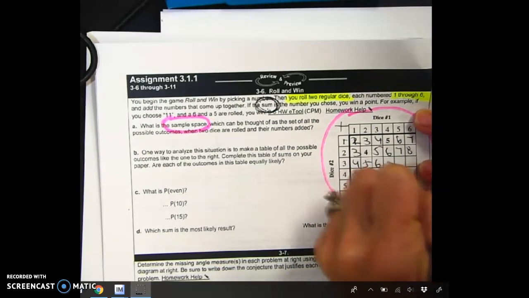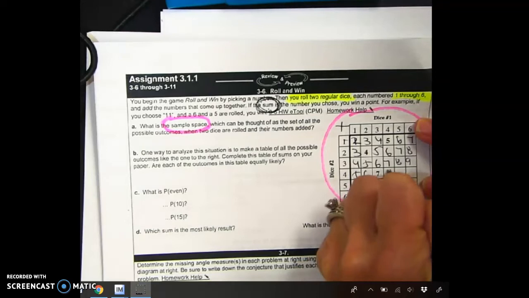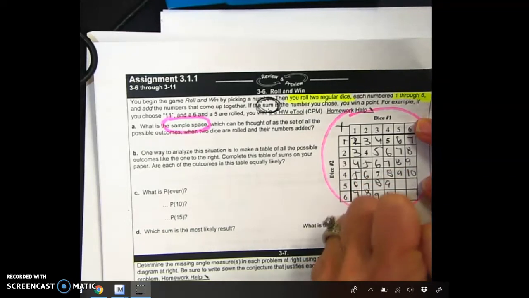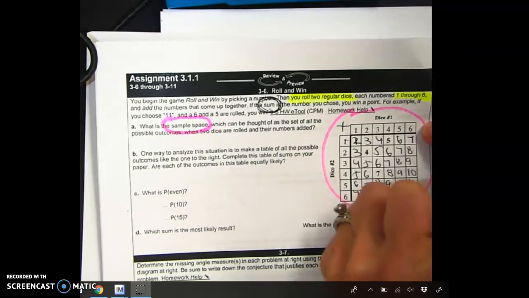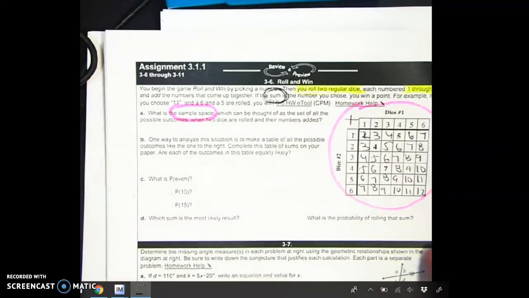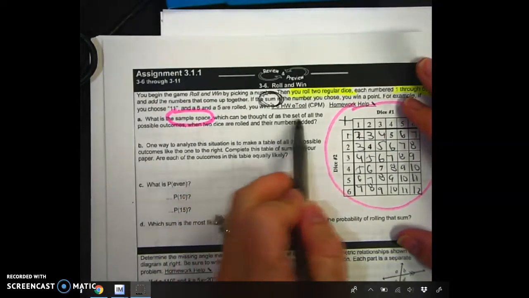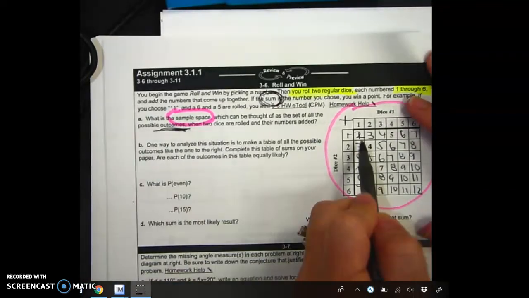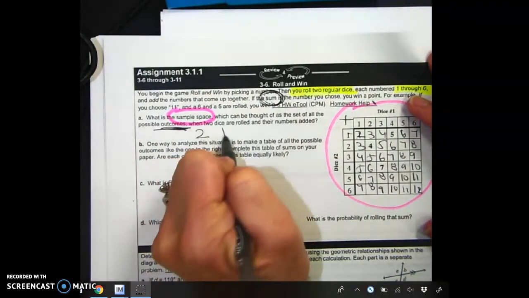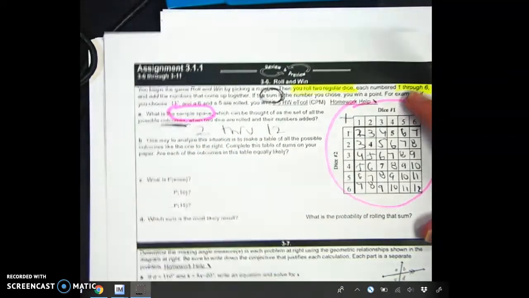So if you know the pattern, you can just pause it and fast forward this part. So I don't know if anybody notices that little pattern there. Sorry, 11, 12, 10, 11. Okay, so I filled out the sample space, and it says what can be thought of when 2 dice. So they want to know all the possible outcomes. So it looks like 2 through 12 are the possible outcomes.